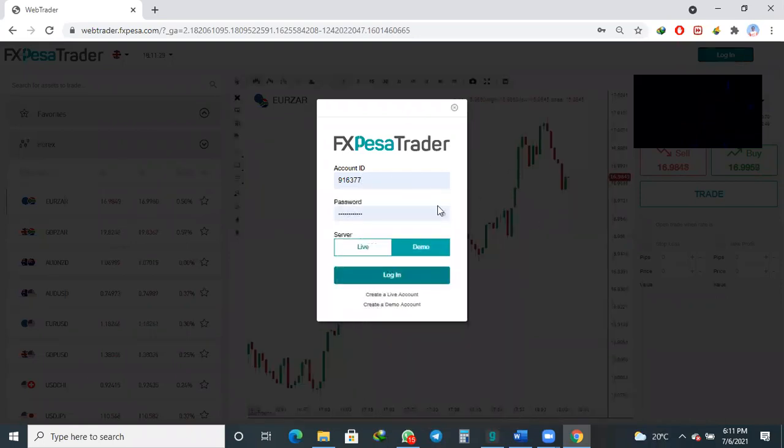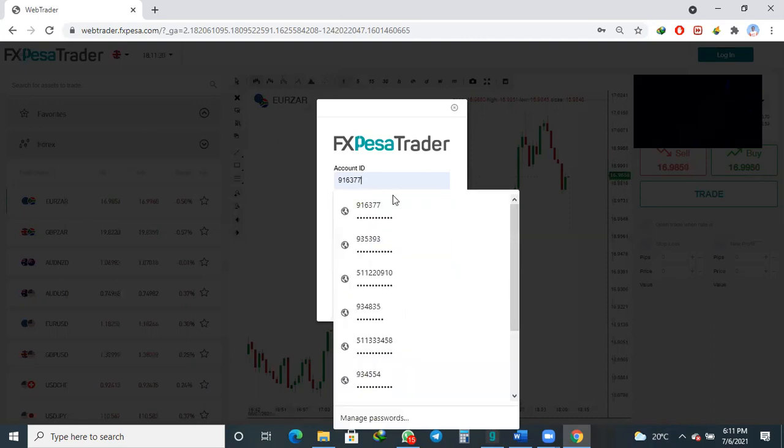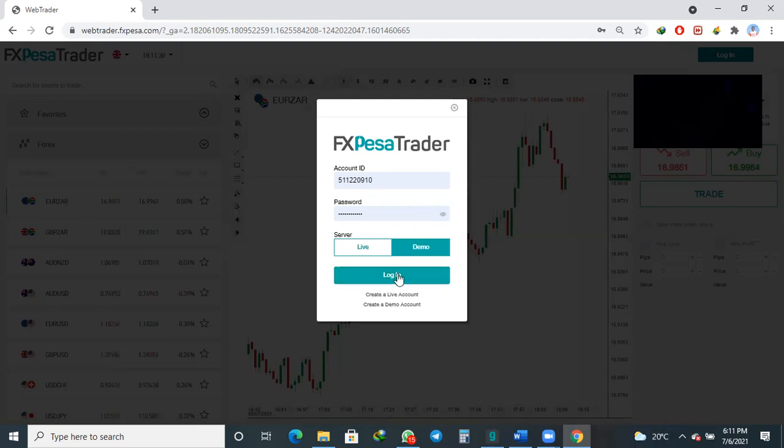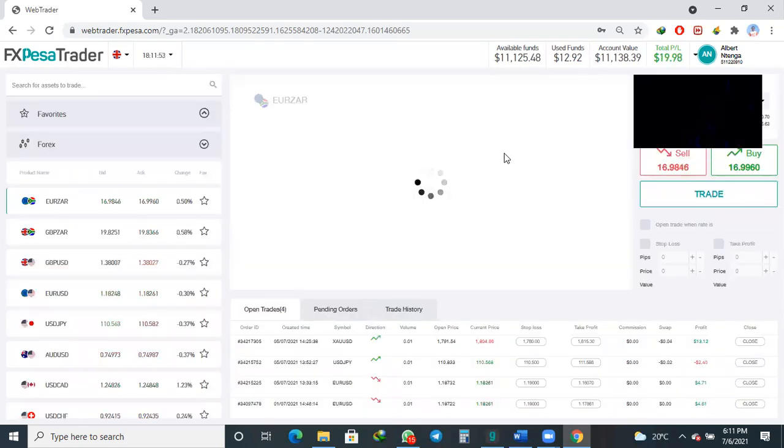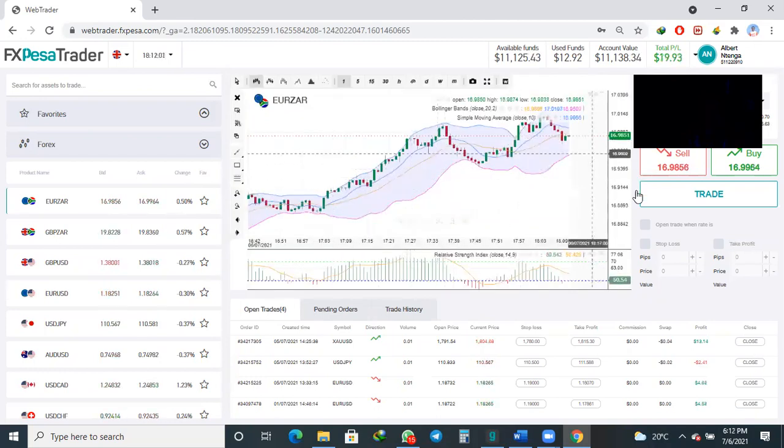So for the one using a mobile app, this is the kind of platform you see. This pop-up window pane that you can see on my screen, that's what you see on your mobile application. I'm going to log in to my demo account for illustration purposes. After you input your account ID and your password, you click on the login. Once you are logged in, you see a platform like this for the one using the mobile application, the FxPesa app. And the one using the web, it's the same platform, nothing changes. So that's how you can log into your FxPesa account.